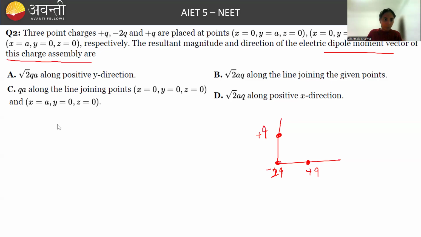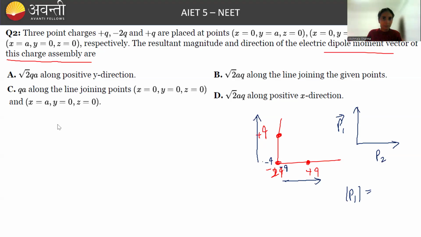So if you see here, minus 2q can be rearranged as minus q and minus q. So if we look at this plus q and minus q, the dipole moment is in this direction. If we look at minus q and plus q, here the dipole moment is in this direction. So we have two dipoles. One is this, another is this. Done? So let's say this is P1, this is P2. P1, the magnitude will be equal to how much?